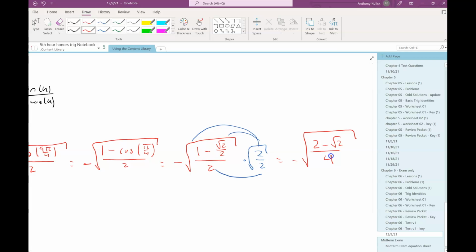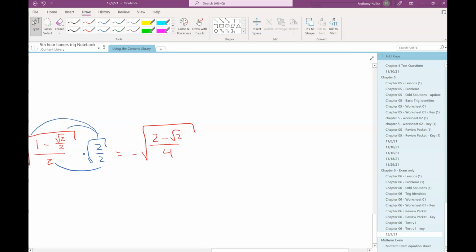But we can do a little bit better than this. What can we still do? Remember that the square root of a fraction is the square root of the numerator over the square root of the denominator. And the square root of 4, well, heck, that's just 2, right?